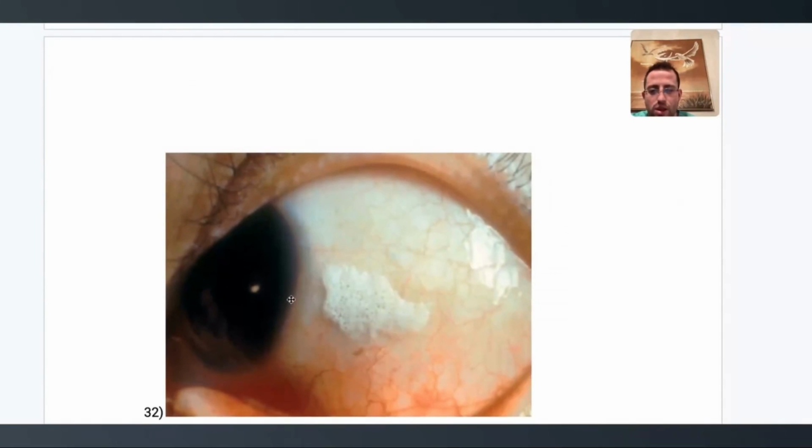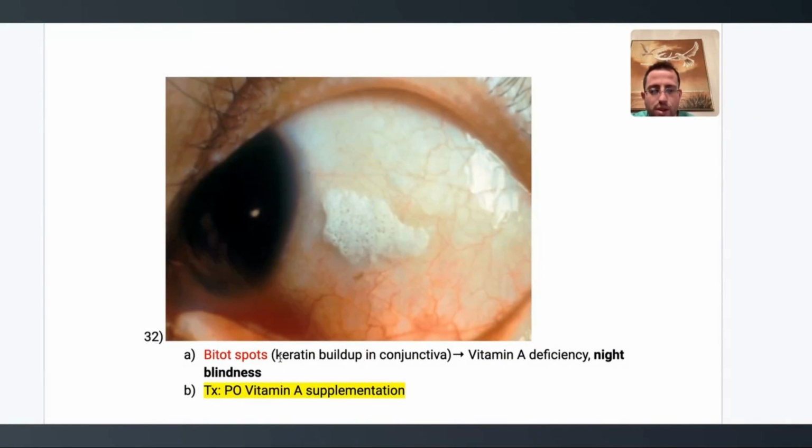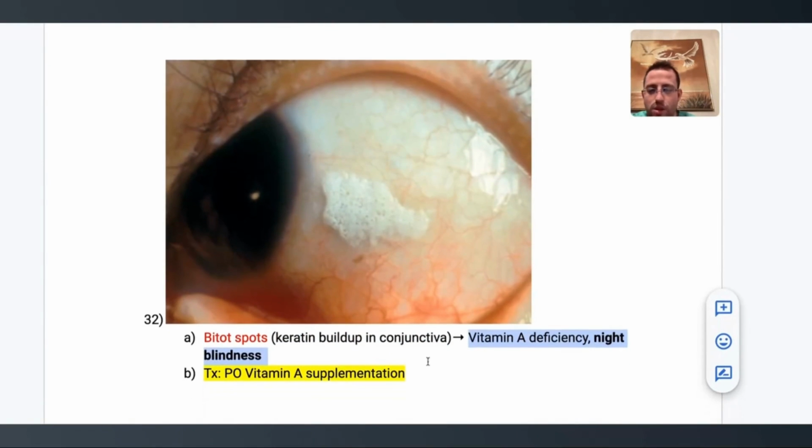What is this? So you see a patient's eye and they have this white spot. Maybe they're complaining of some night blindness. Well, that's a Bitot spot, and it's due to keratin buildup in the conjunctiva. This patient has vitamin A deficiency, and that's why they have the night blindness. So your treatment is just replace what they don't have, which would be vitamin A.